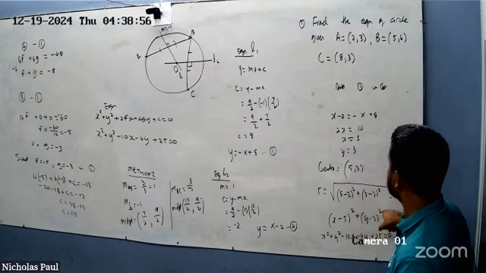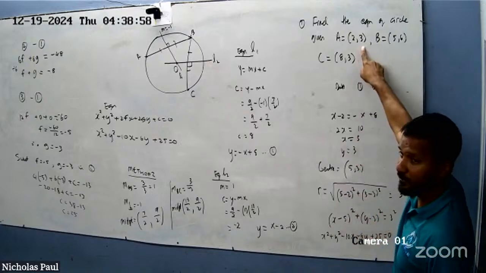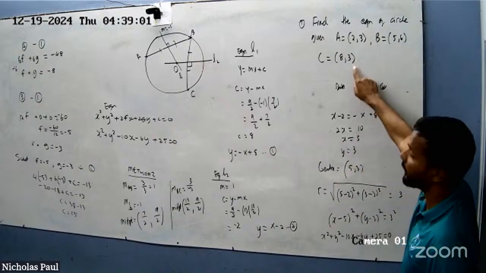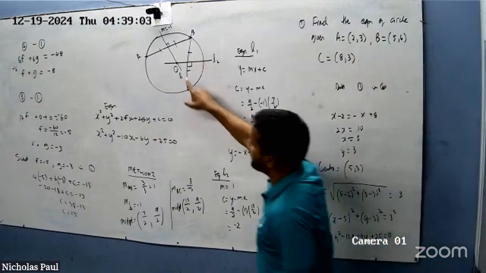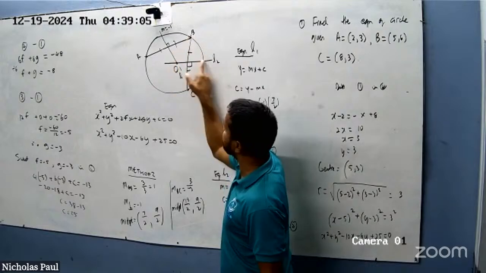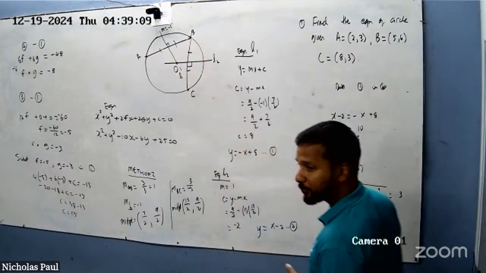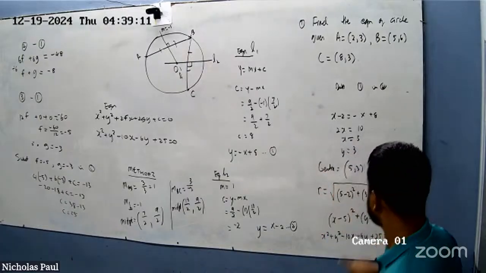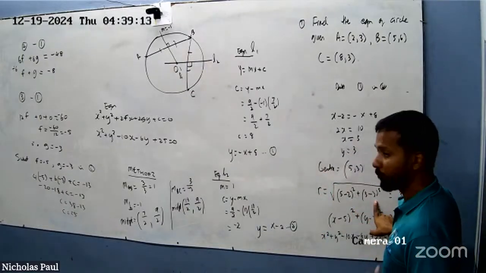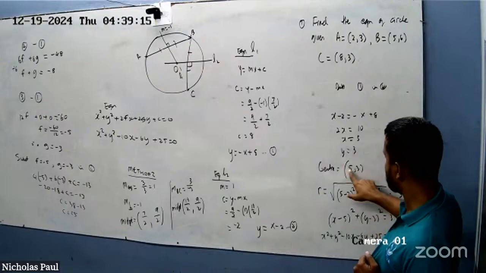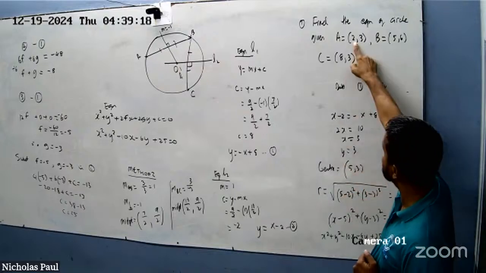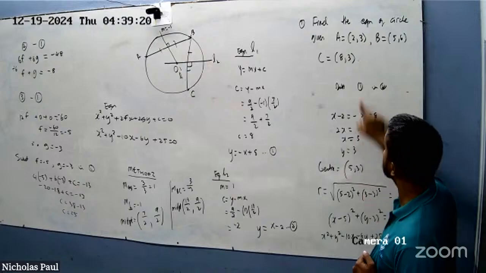What point do I use? I just use the center and this. Anyone you choose will give you the same thing, right? You could choose anyone to find the radius, and it doesn't matter. They'll give you the same length. Center is 5, 3. So 5 minus 2 and 3 minus 3.